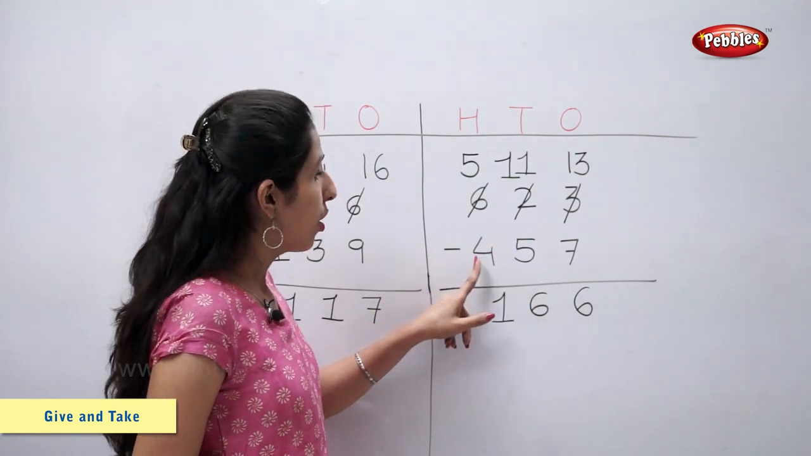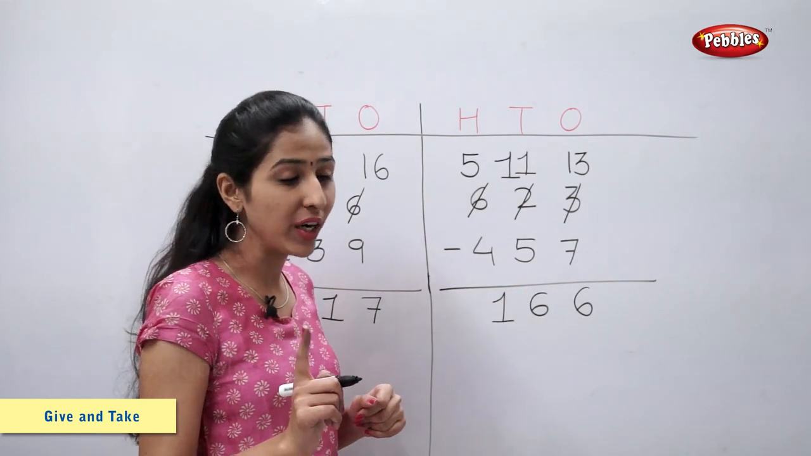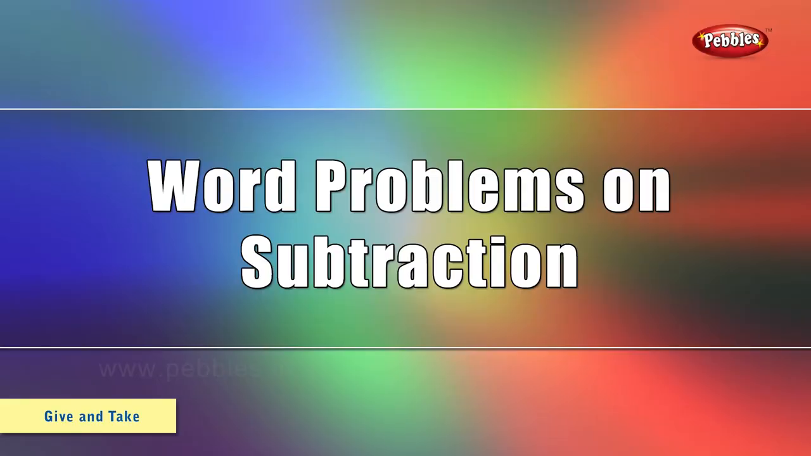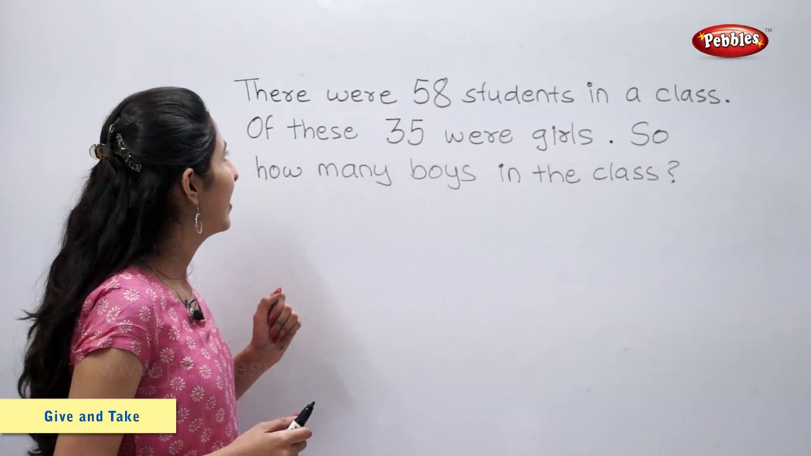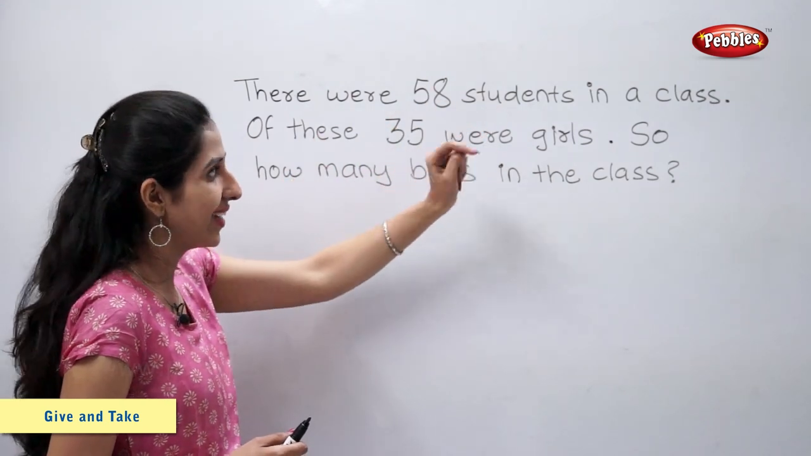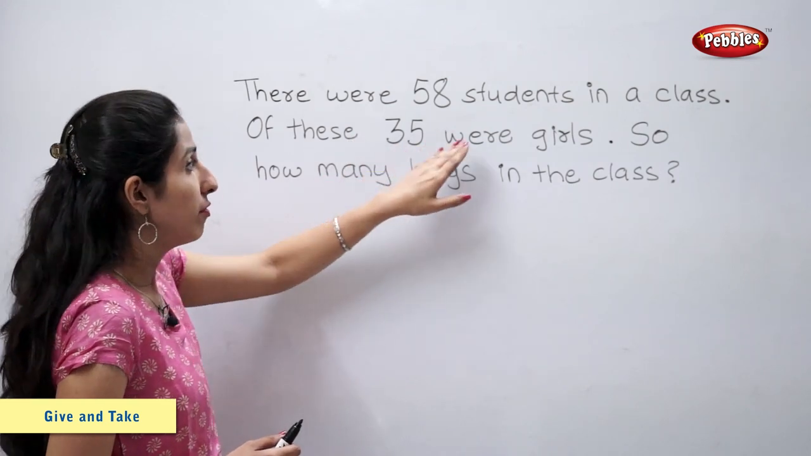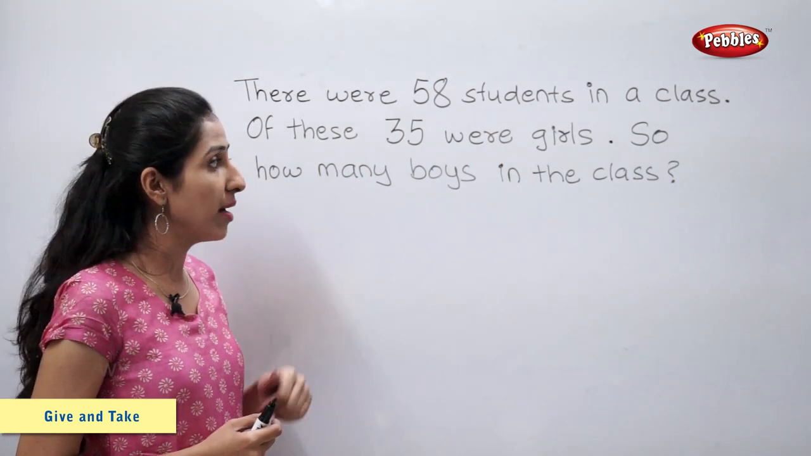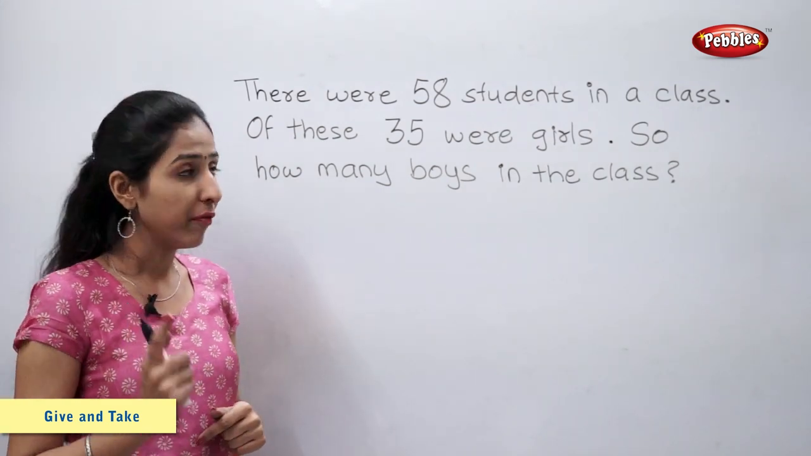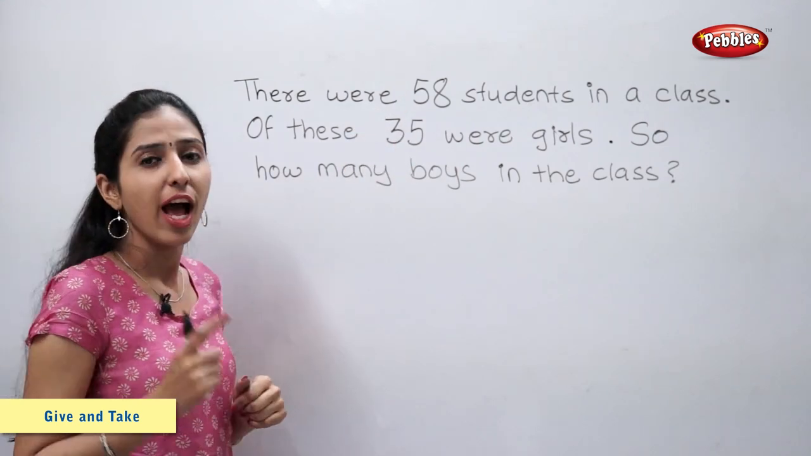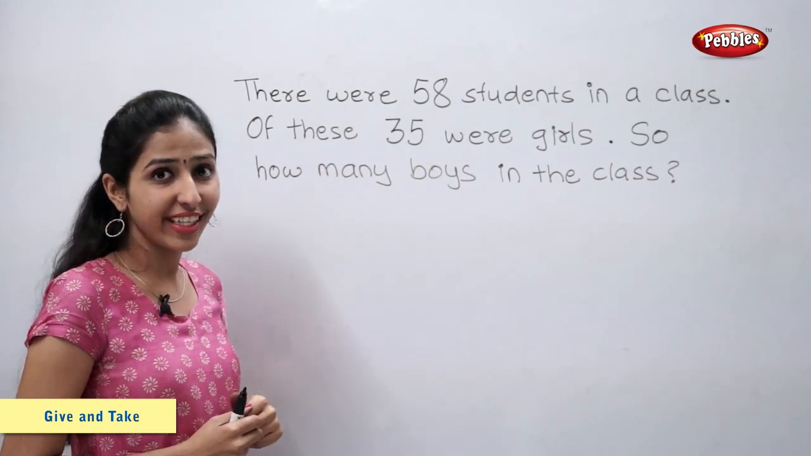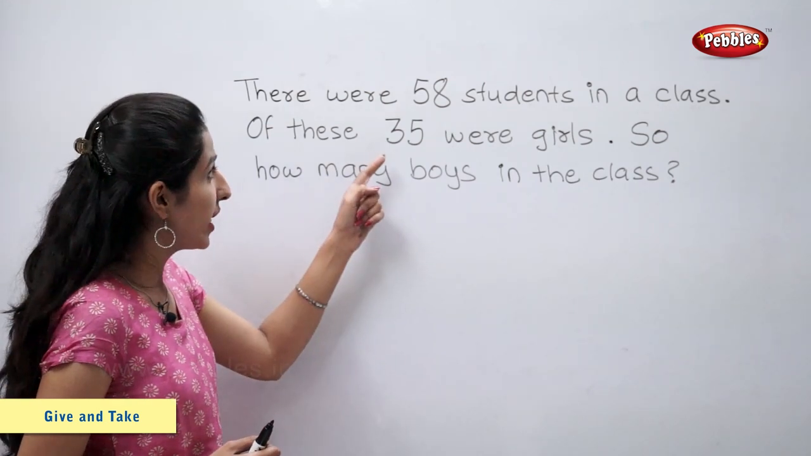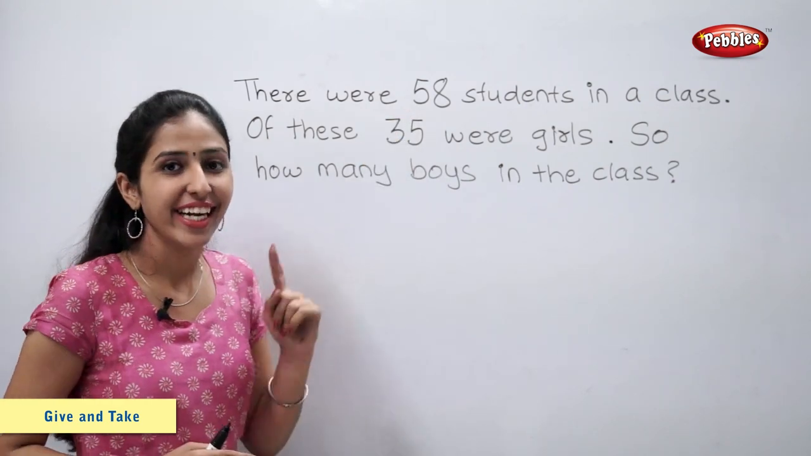So, 623 minus 457 is equal to 166. Word problems on subtraction. Let's solve this example. There were 58 students in a class. Of these, 35 were girls. So, how many boys in the class? Students, in this sum, we have to find the number of boys. We have total 58 students. Out of these, 35 were girls. So, to find the number of boys in the class, we will subtract 35 from 58 using tens and ones.